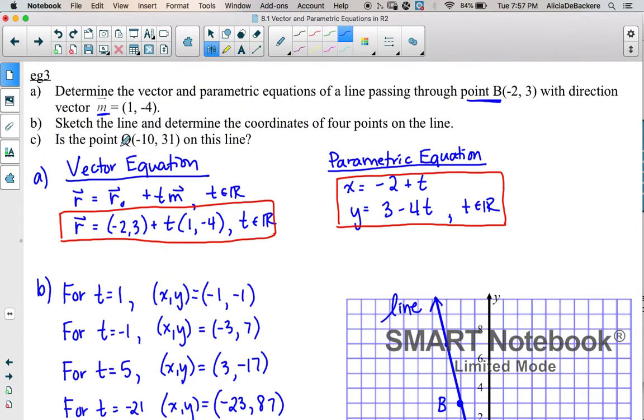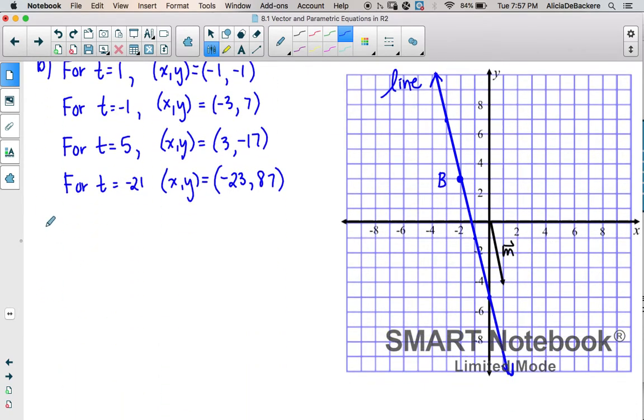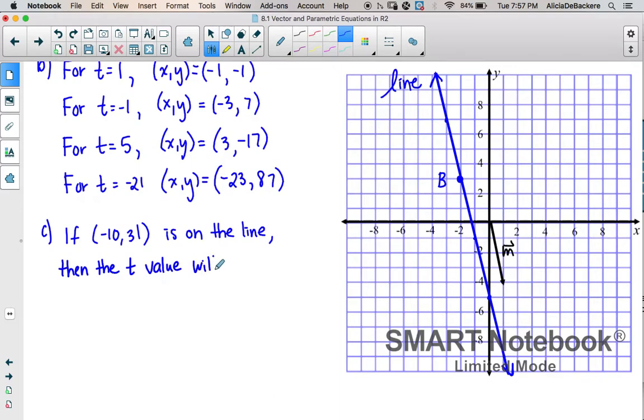Part C says, is the point Q -10, 31 on this line? So for this one, if -10, 31 is on the line, then the t value will be consistent in the parametric equations.